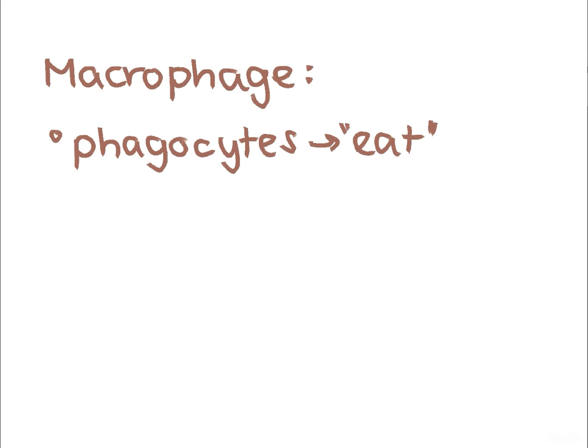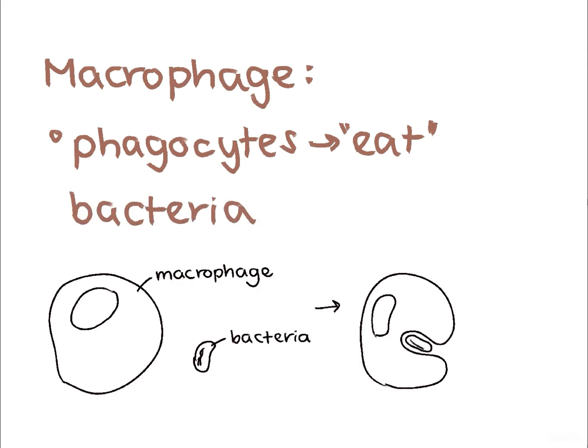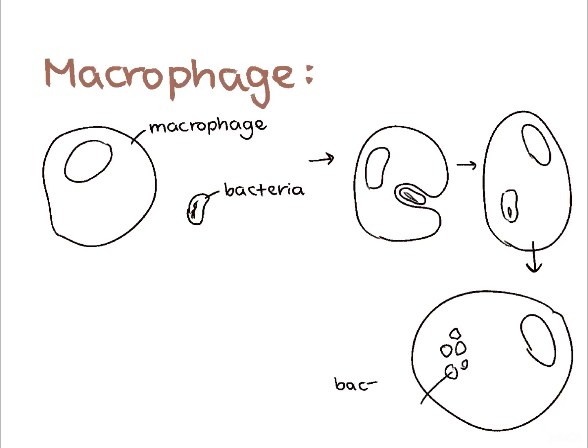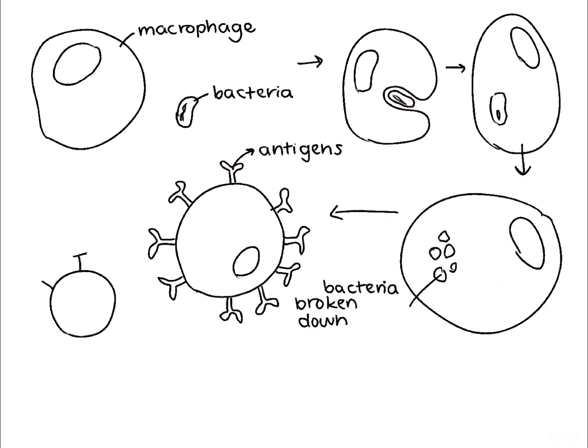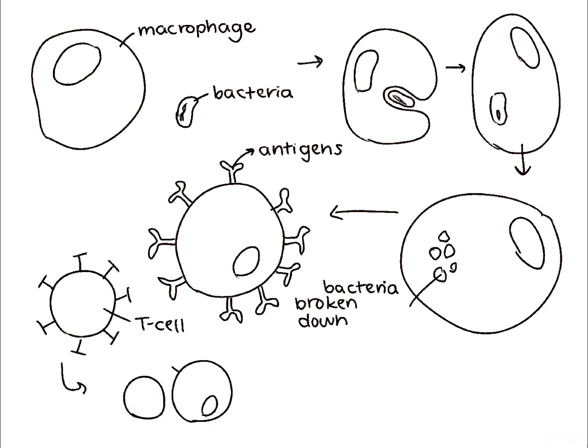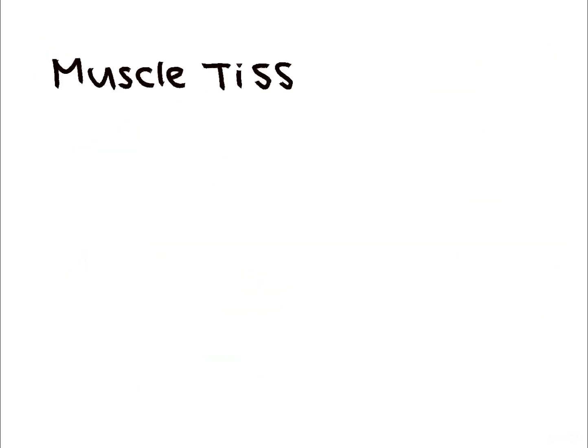Let's look at macrophages. It is a phagocyte, which means it eats bacteria. So if that's a macrophage and that's a bacteria, it will swallow the bacteria and break it down into pieces. Because it is an antigen-presenting cell, it will present antigens. This allows for T cells to come and bind to the macrophage, and this T cell, after binding, can produce immune responses.